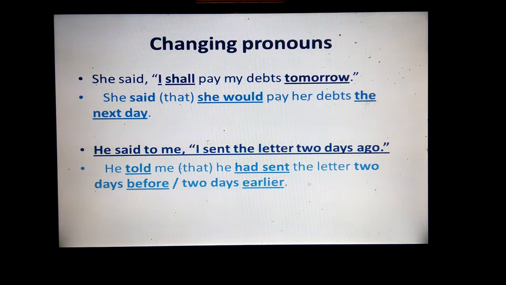He said to me, I sent the letter 2 days ago. Said to will be told, he told me that. I changed into he. Had sent the letter 2 days before or 2 days earlier. So I for a man will be he, for a woman will be she, and you will be they, and something like that.